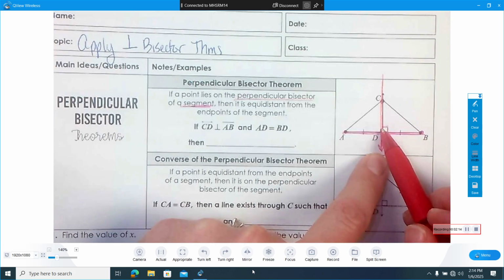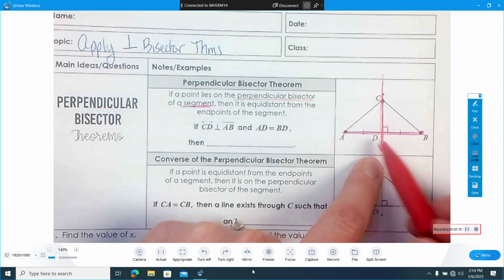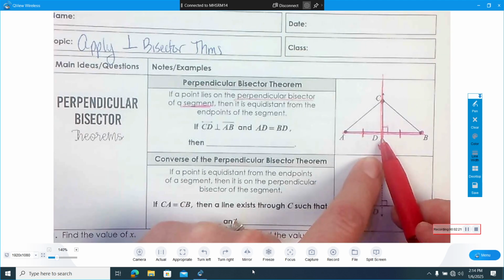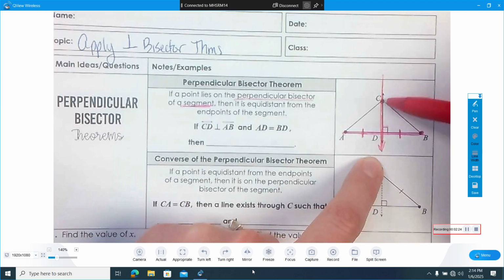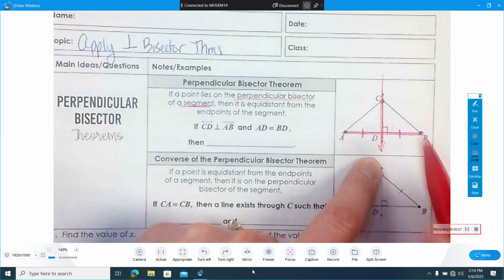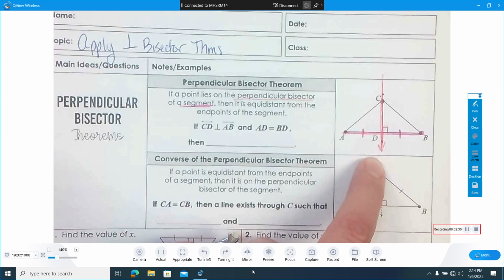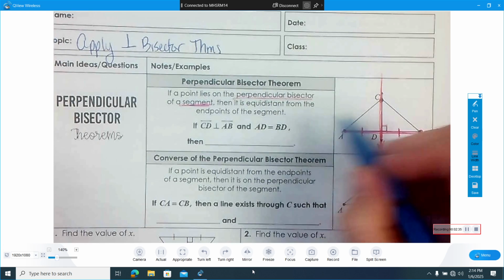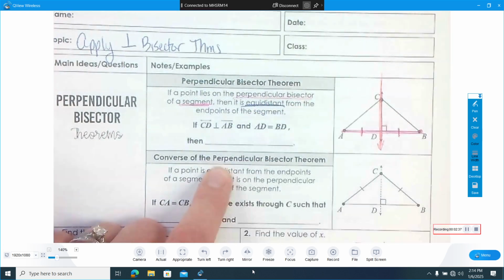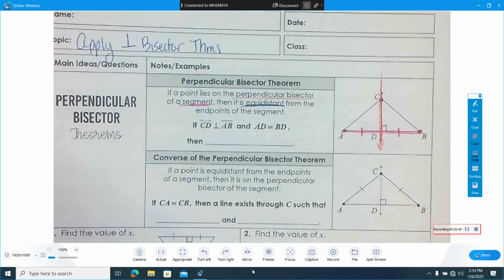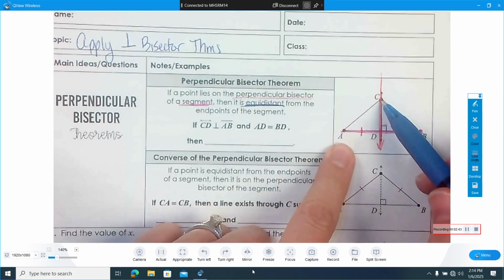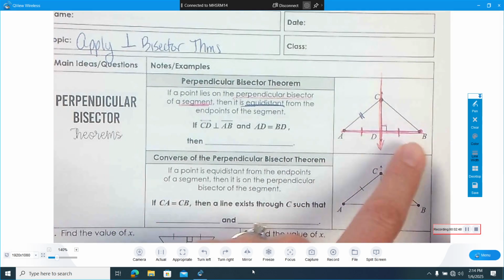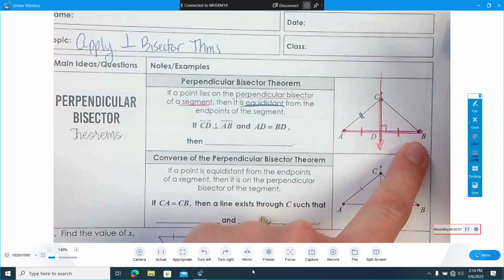So that's the perpendicular part. And these little tick marks tell me what? That they're the same, that it must have bisected then, that segment. So CD is the perpendicular bisector of that segment, okay? And that point then, point C, is equidistant from the endpoints. So the distance between C and A happens to be the same as the distance to endpoint B.